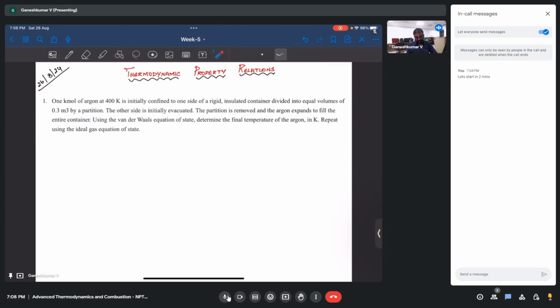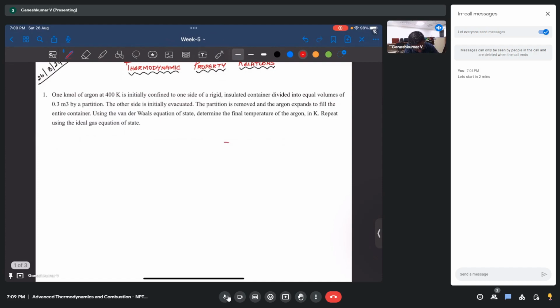With that, let's start. Let's quickly go through the first question. The first question tells there is 1 mole of argon at 400 Kelvin initially confined to one side of a rigid insulated container. So we have a rigid insulated container, and the argon is confined at one side, and the container is divided into two equal volumes of 0.3 meter cube by a partition. Let's quickly draw that container.